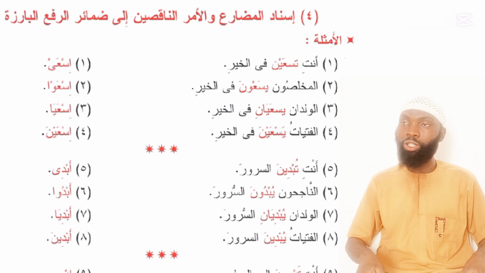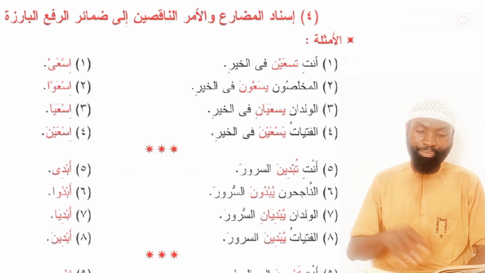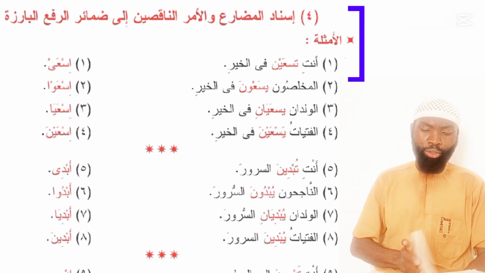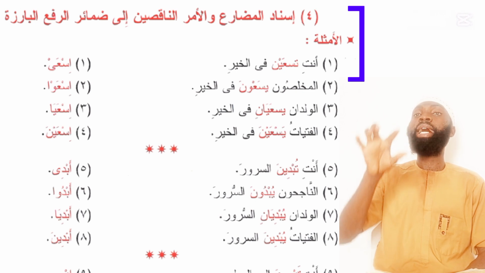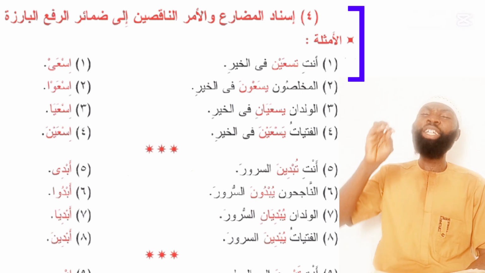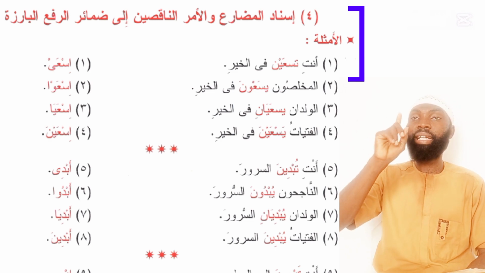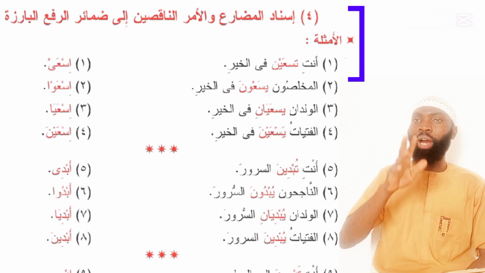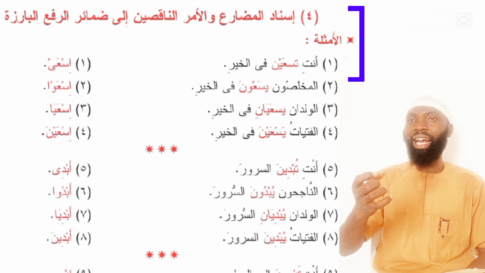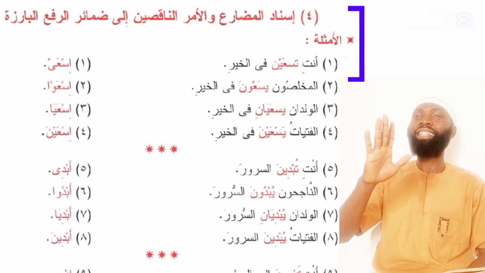So now coming to the topic of today, we are on our book النحو الواضح للمرحلة الابتدائية. The topic says إسناد المضارع والأمر الناقصين إلى ضمائر الرفع البارزة. We all know that the verb we call the naqis verb is any type of verb which ends with a weak letter. The last letter is a weak letter. And with this verb, how do we now form the present tense and also the command, making sure that they reflect the pronouns which are attached to them?